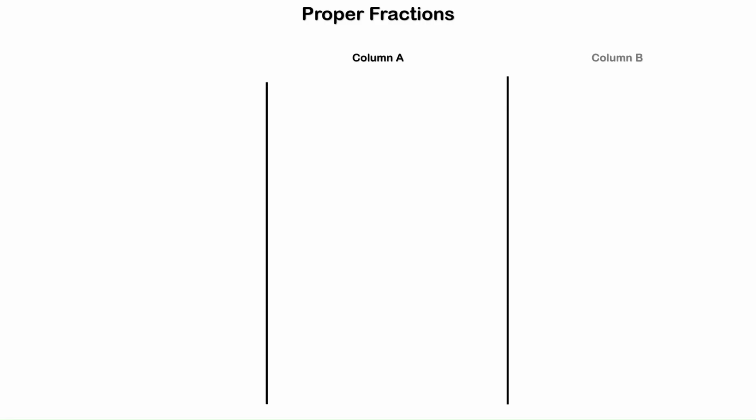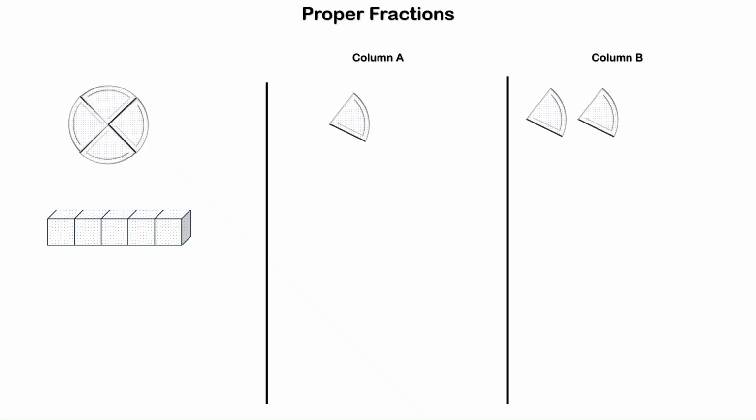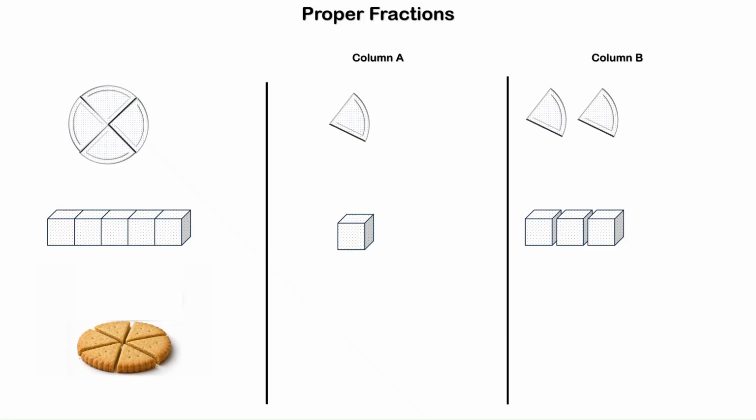Now let's go back to proper fractions and look at them one more time. Let's draw 2 vertical lines to create 2 columns, column A and column B. First, look at this circular chocolate divided into 4 equal parts. In column A, we take 1 part. In column B, we take 2 parts. Next, look at this chocolate bar divided into 5 equal parts. In column A, we take 1 part again. In column B, we take 3 parts. Finally, look at this round biscuit divided into 6 equal parts. In the first column, we take 1 part. In the second column, we take 4 parts.